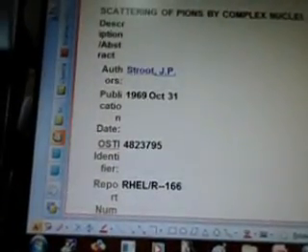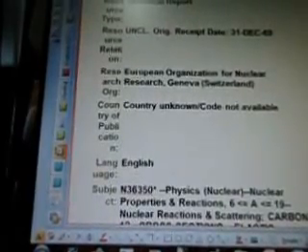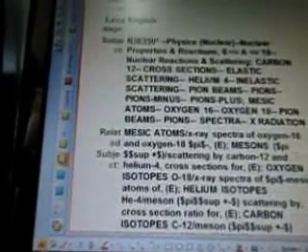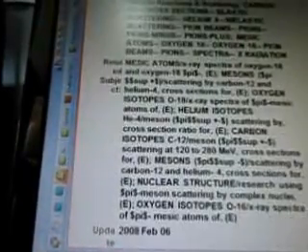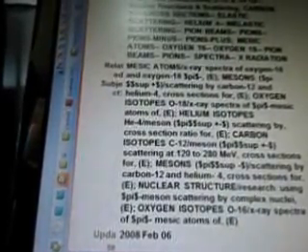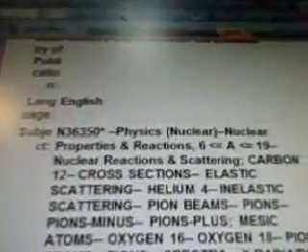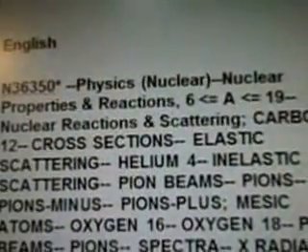It's from J.P. Strout, October 31st, 1969, and the European Organization for Nuclear Research, Geneva, Switzerland. And physics, nuclear, and so on. Okay. So it says nuclear properties reactions 6. Let me look at it there, okay?